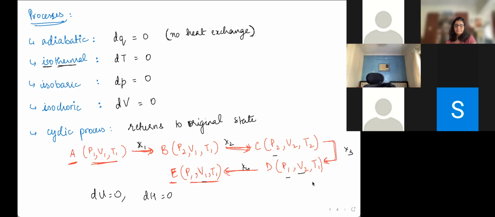Ma'am, what is V in isochoric? Volume. V is always volume. These variables never change. Q is always used for heat. Capital T is always temperature. P is always pressure. V is always volume. Yeah.